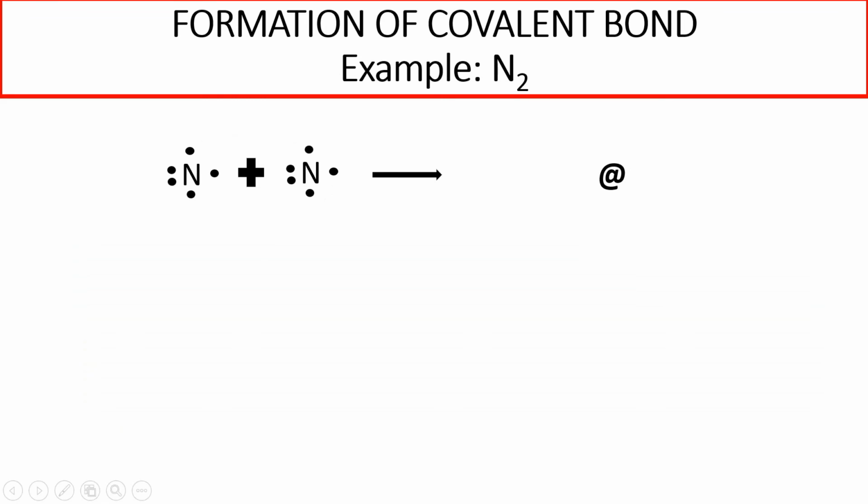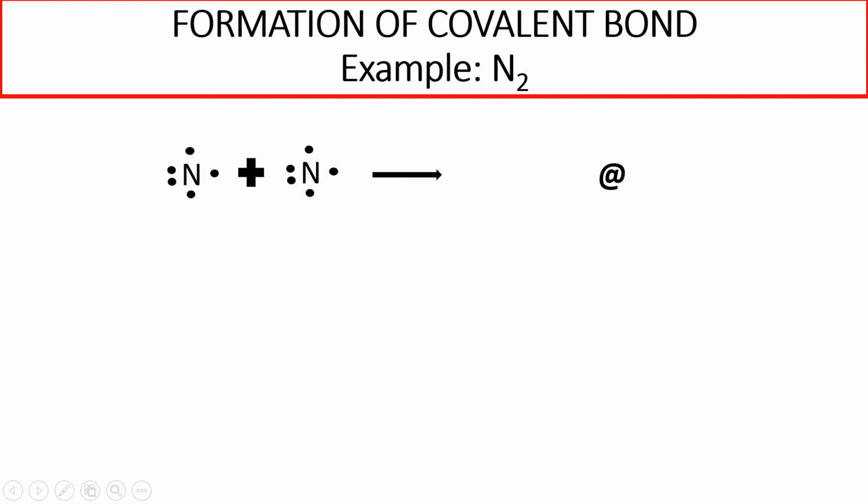So how about the formation of covalent bond? We take nitrogen as an example. To form nitrogen molecule we need 2 nitrogen atoms. This nitrogen atom comes from group 15, meaning that it has 5 valence electrons.